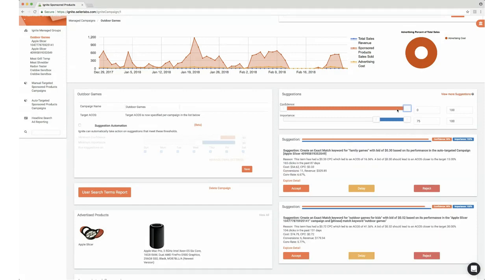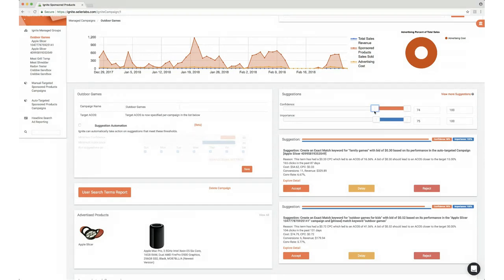Now, besides confidence, Ignite uses something called importance as well. And the importance is really just to show you how important a suggestion is. And the higher the importance is on a suggestion, it's simply telling you that there is more money possibly lost, and it's something that you should act on a lot faster.